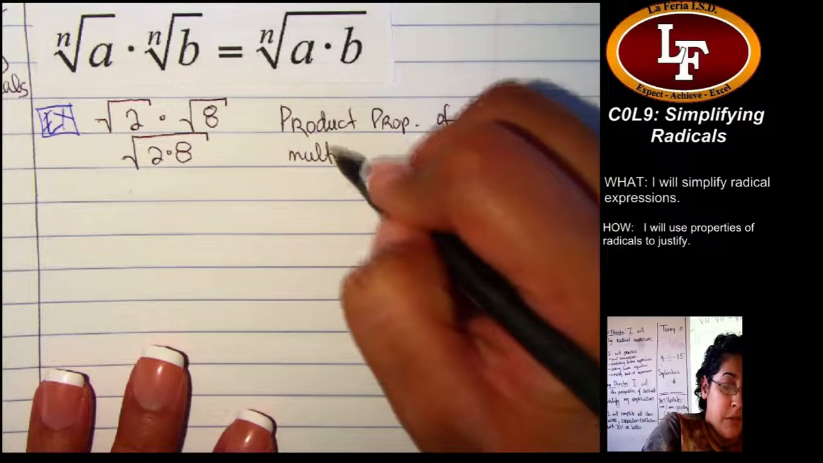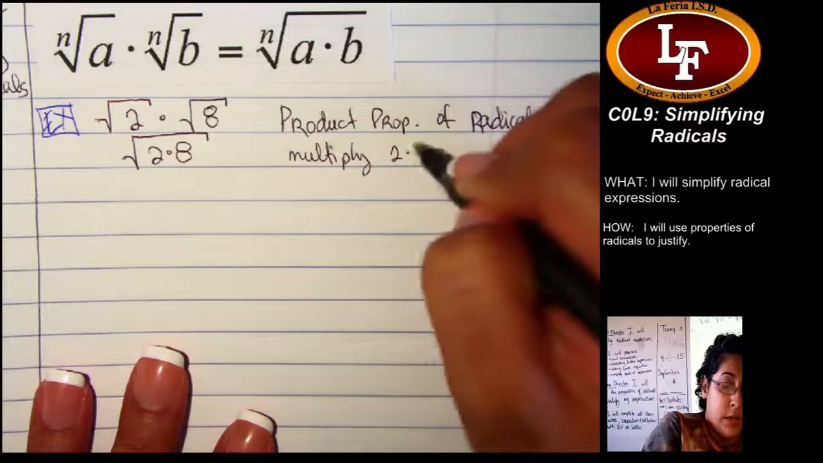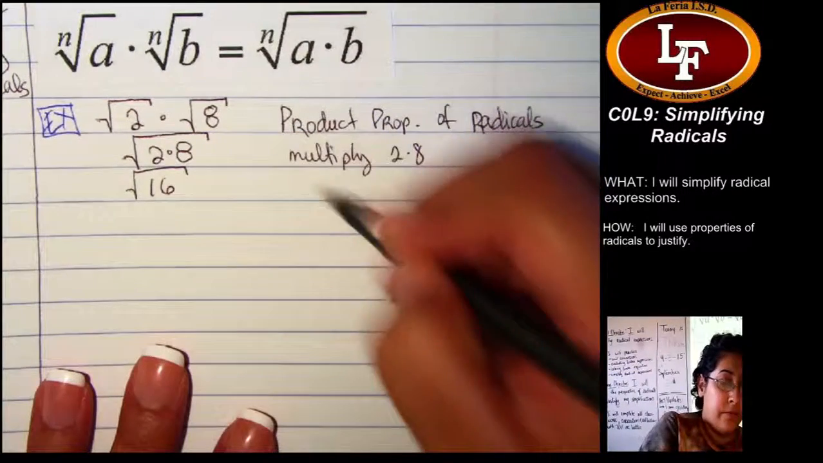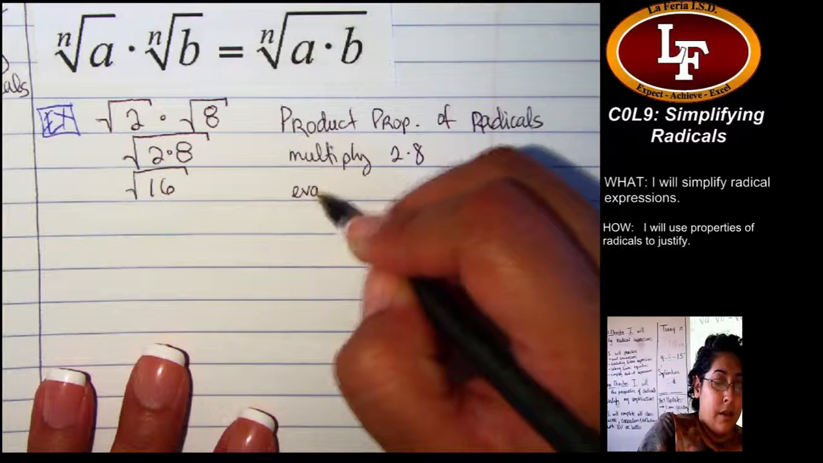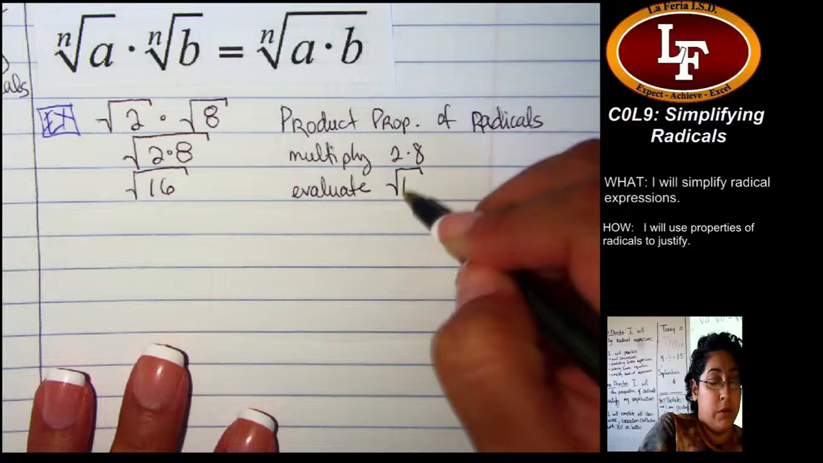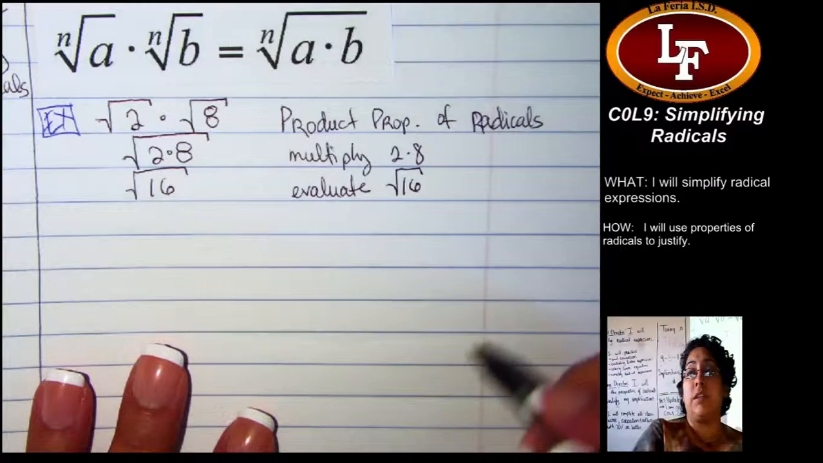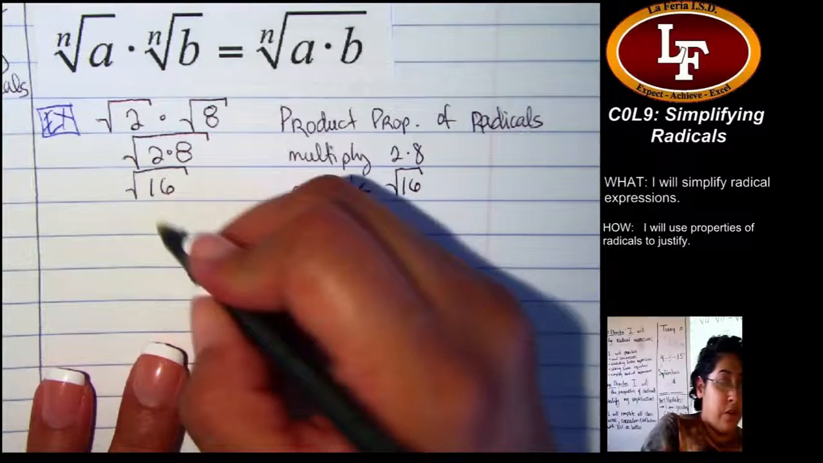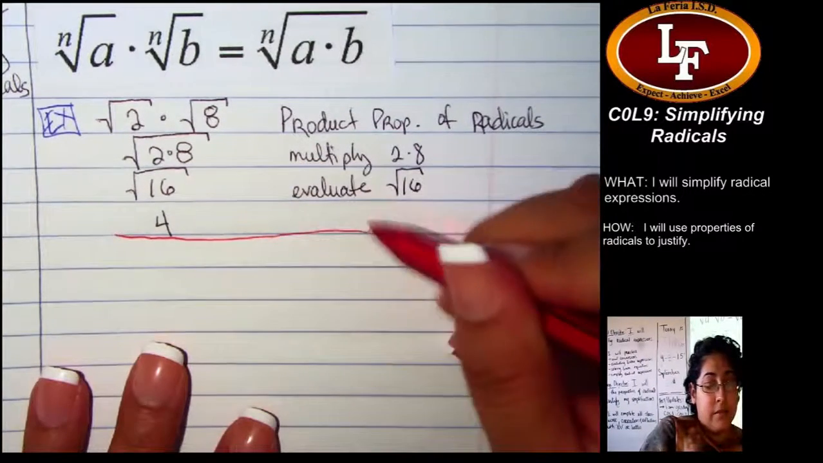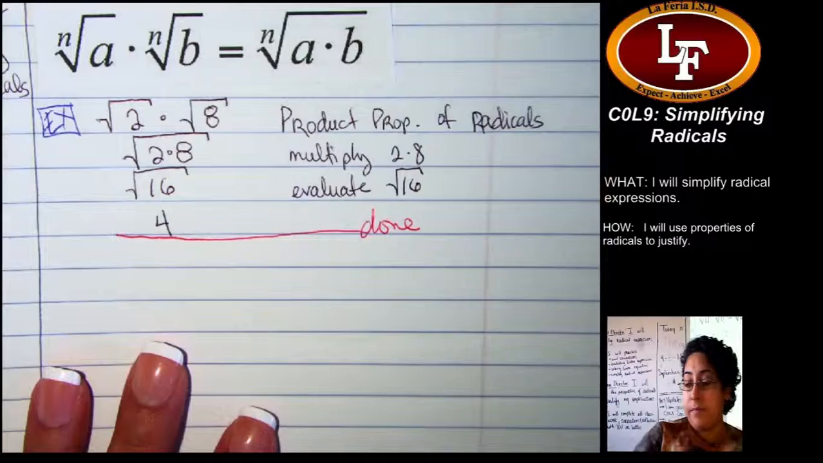So I'm going to multiply 2 times 8, and I'm going to get 16. And then you're gonna divide. I'm not dividing. I'm doing the square root. I'm going to evaluate the square root of 16, which is 4. I've gotten it as simple as I can, and so now I'm done.